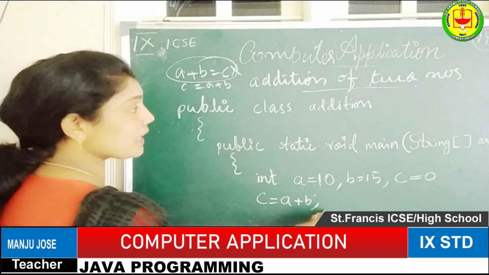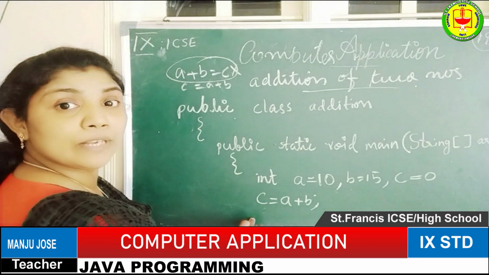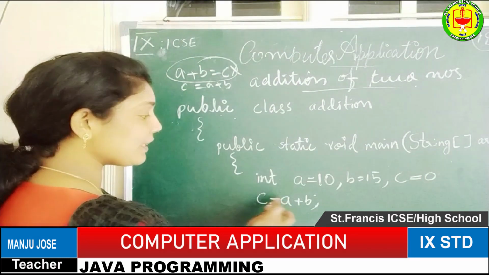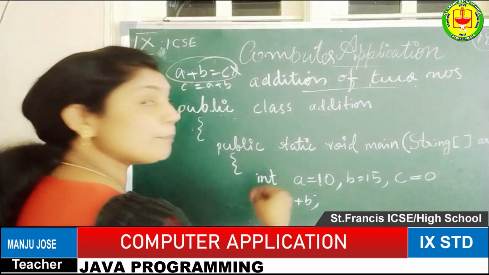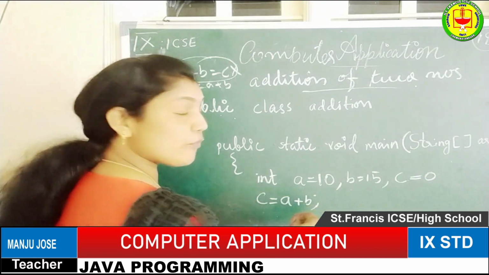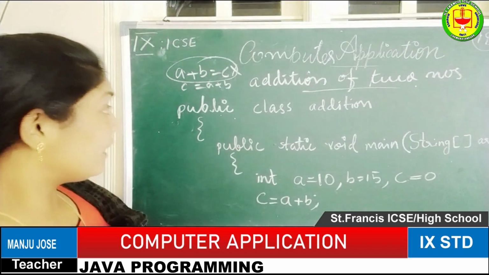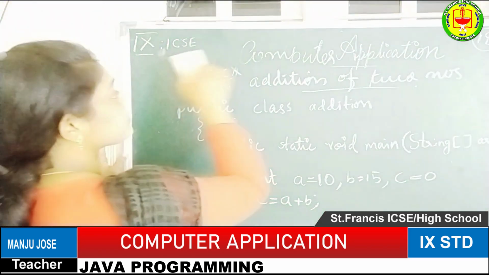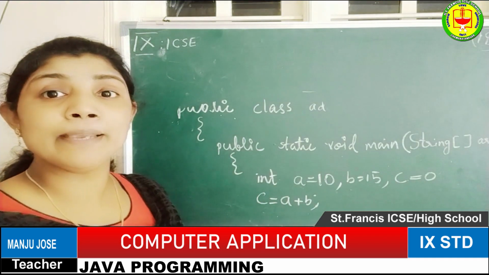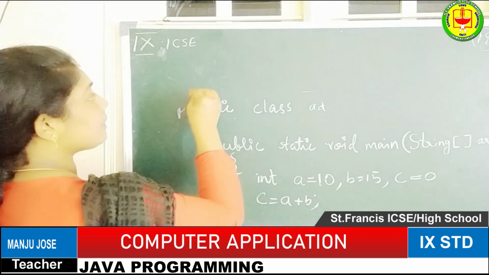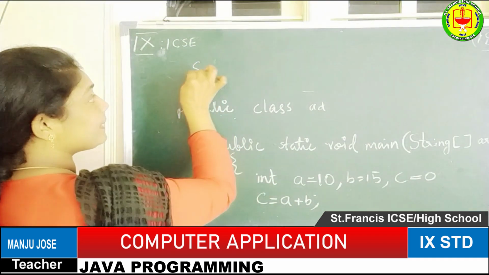Then after the calculation, how will the value be printed? To check whether the output is correct, we have to print it. So how to print it? For that we use a relevant command, the system output command, the Java programming output command. The output command begins with a capital letter S.